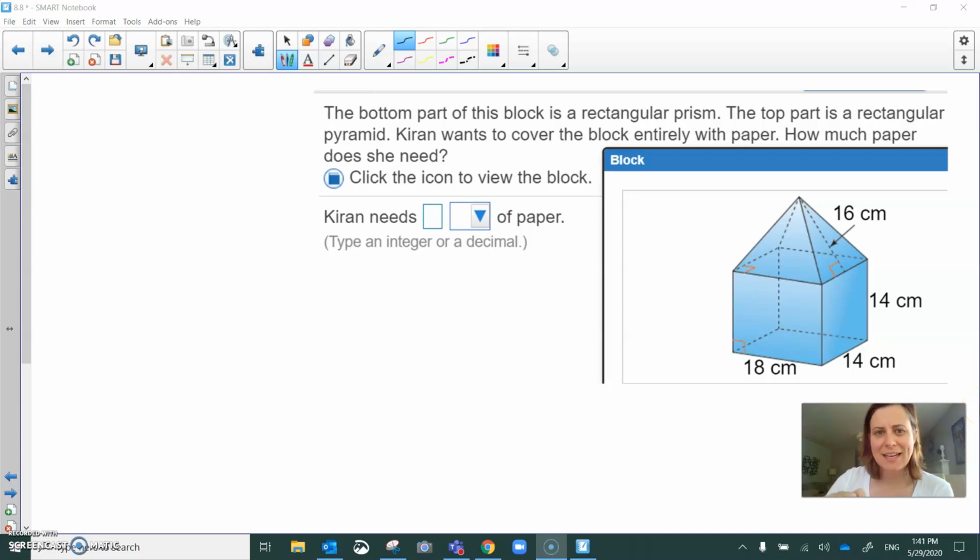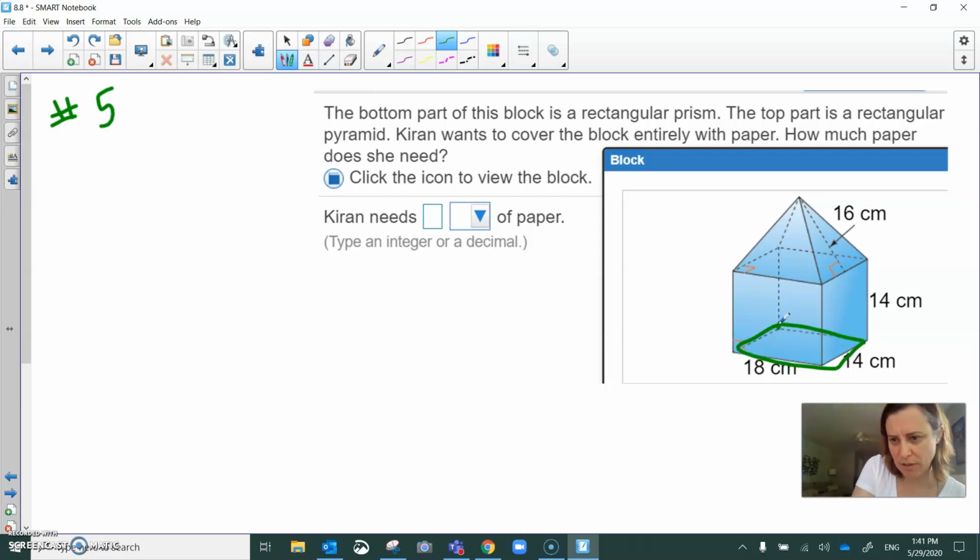This is 8-8. This is question number 5 from your homework. Similar to question 4, it's a three-dimensional figure. We're looking for the surface area, so let's open it up and make it flat and look at it like it's a net. So I'm going to start by drawing this base here, which is a rectangle. And that rectangle is 18 by 14.